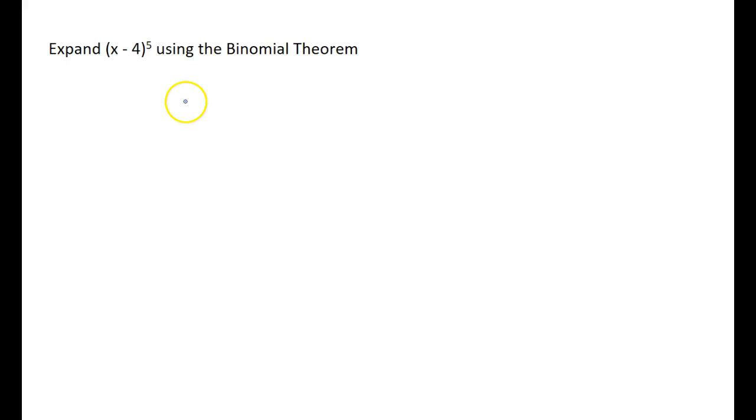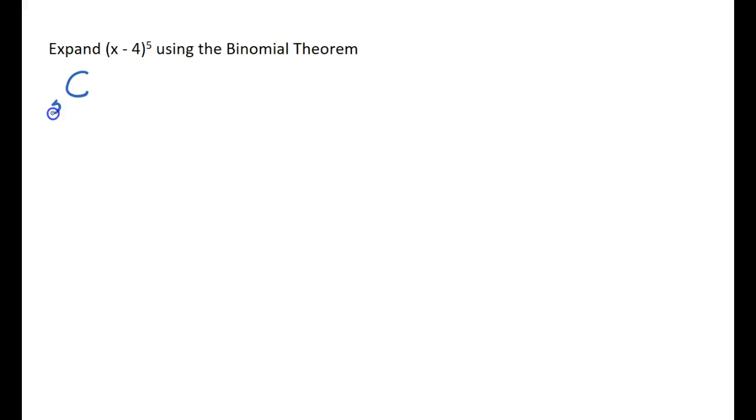Okay, so now let's actually use the binomial theorem to expand this binomial x minus 4 to the 5th power, which is a lot easier, trust me, than multiplying out longhand x minus 4 times x minus 4 times x minus 4, 5 times. Okay, so here we go. Let's see if we can find some patterns here.